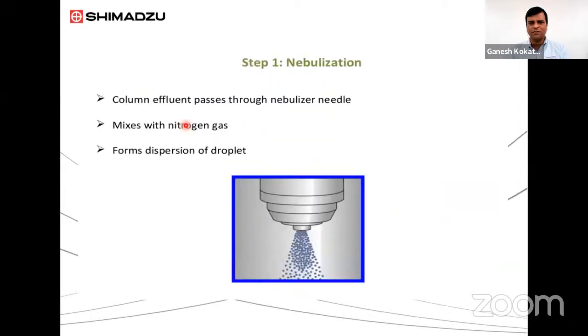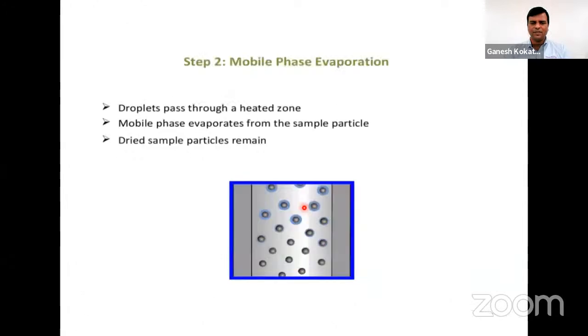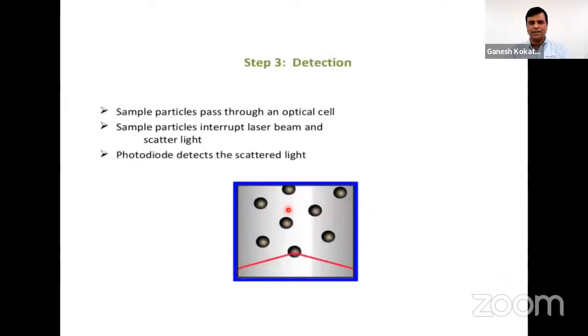So the first step is nebulization. Normally nebulization happens with the help of nitrogen gas, forming the droplets. The second one is mobile phase evaporation. As I mentioned, mobile phase is there along with each and every droplet, so the mobile phase gets evaporated. Dried sample particles remain inside, and then they go to the detector.